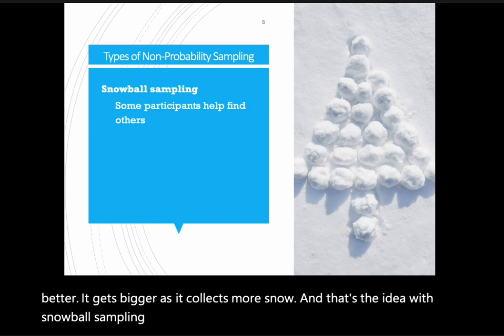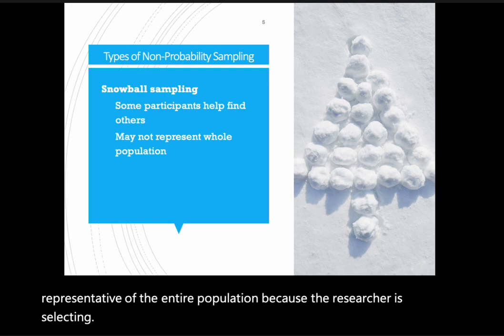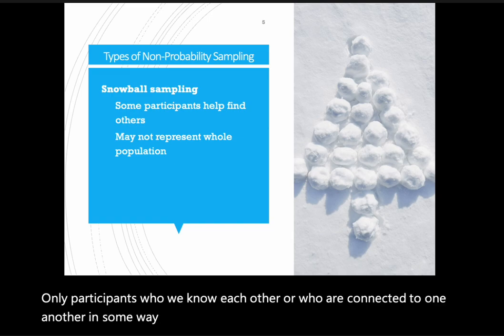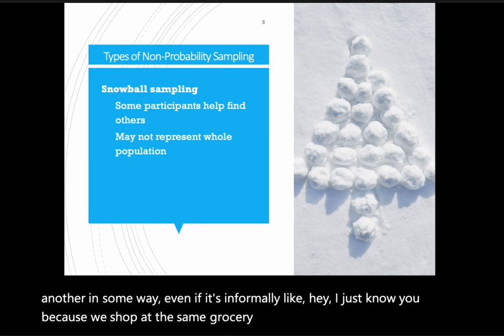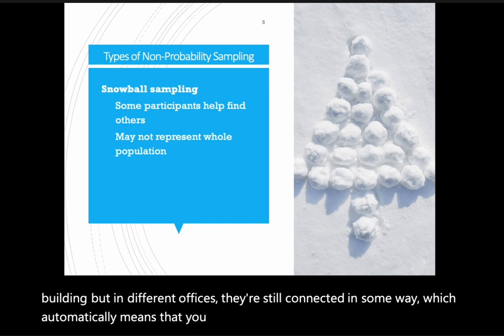One caveat to snowball sampling is that it may not be representative of the entire population because the researcher is selecting only participants who know each other or who are connected to one another in some way, even if it's informally. Like, hey, I just know you because we shop at the same grocery store, or we work in the same building but in different offices. They're still connected in some way, which automatically means that your sample is likely not representative of the greater population.